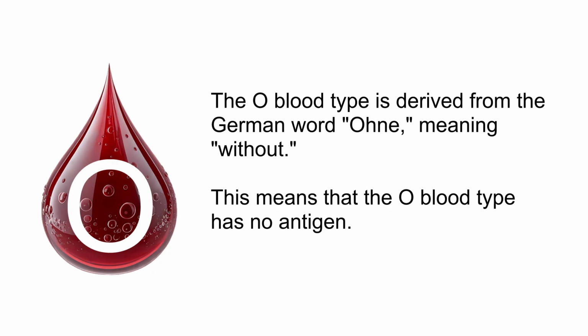In some countries, the letter O for the O blood group can be confusing. It is thought that O blood originates from the German word ohne, meaning without. In English, O is pronounced as zero. O blood group 0 means the absence of the antigen.